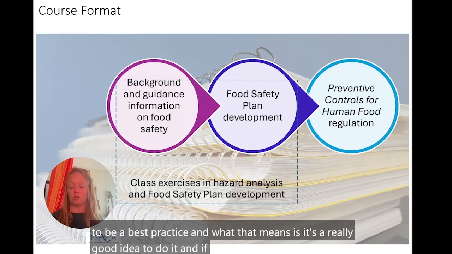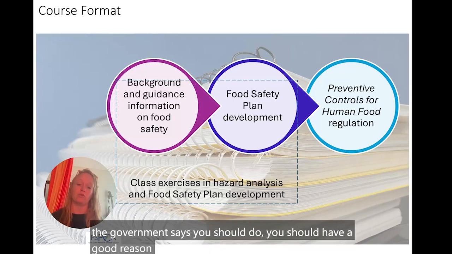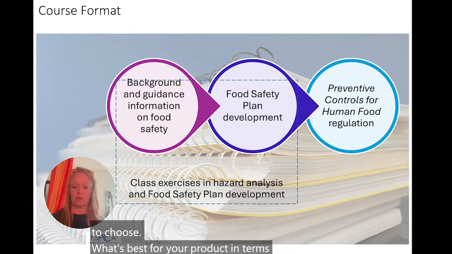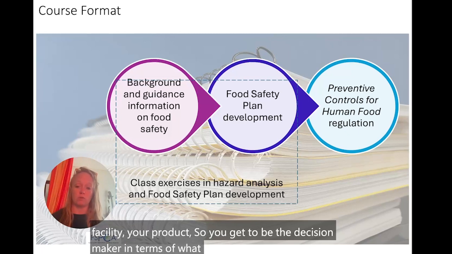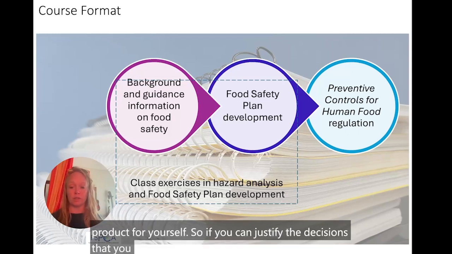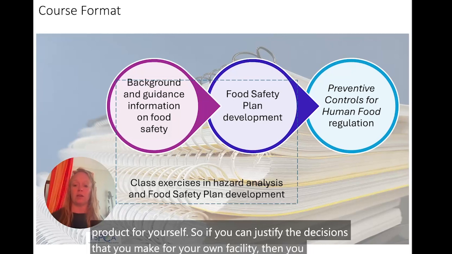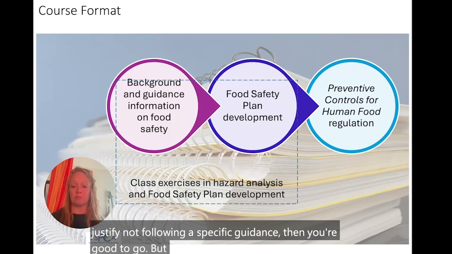And if you aren't doing what the government says you should do, you should have a good reason why and back up for that reason. You get to choose what's best for your product in terms of safety. You know your facility, you know your product. So you get to be the decision maker in terms of what means safe food and safe product for yourself. So if you can justify the decisions that you make for your own facility, then you can justify not following a specific guidance, then you're good to go. But remember, anything that says must, that means you absolutely have to follow it.